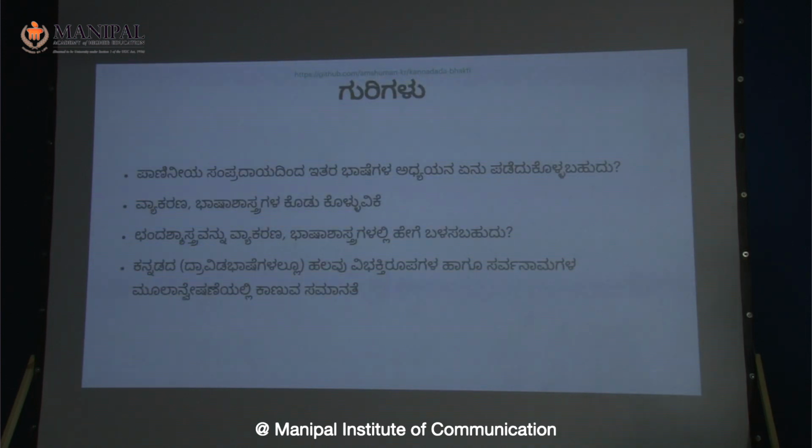Okay, I forgot to say this in Kannada. Just this slide will be in Kannada and the rest of it will be in English.